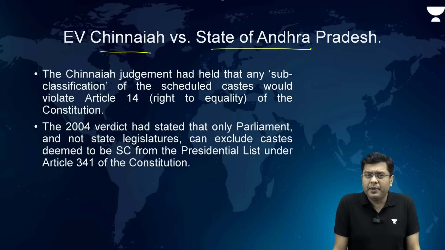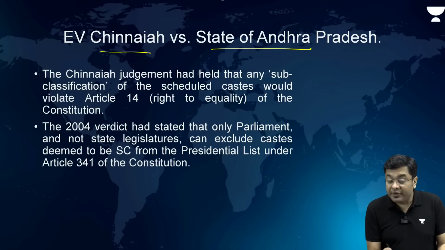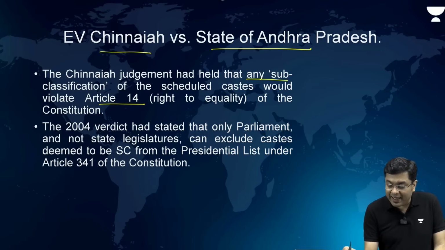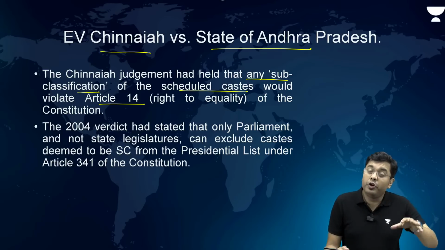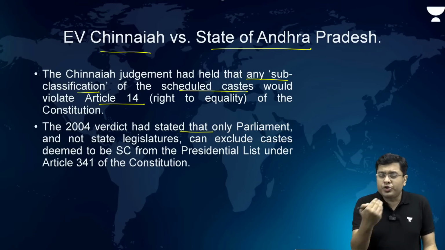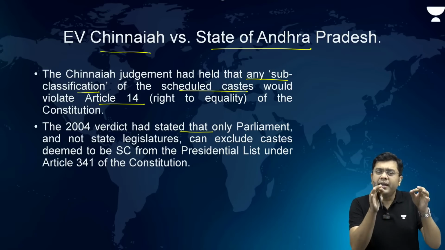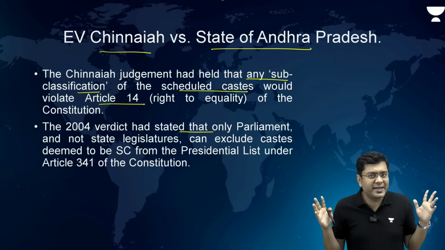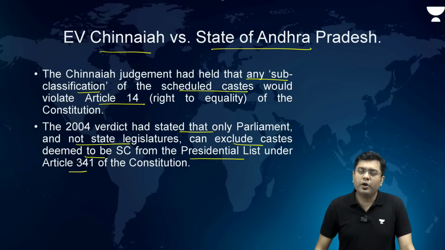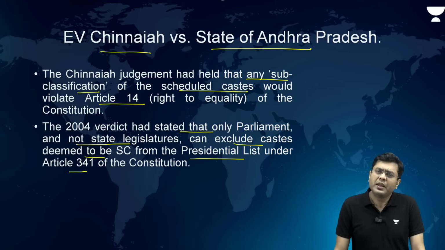The Supreme Court at that point of time issued a scathing remark that, look, if you are dividing the subcaste and then providing reservation there, that would amount to a violation of Article 14 of the Constitution, the right to equality. So, it had stated that any subcaste classification of the scheduled caste would violate Article 14. And it said that even if certain provisions need to be provided, the onus lies on the Parliament, not on the state legislature. So, Parliament and not the state legislatures can exclude castes deemed to be scheduled caste from the presidential list under Article 341 of the Constitution. That has been the argument of the Supreme Court.